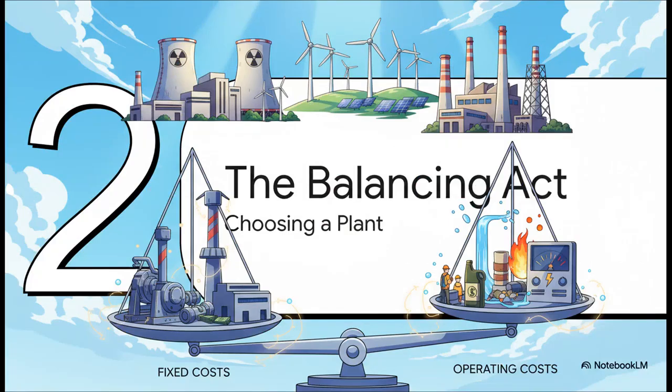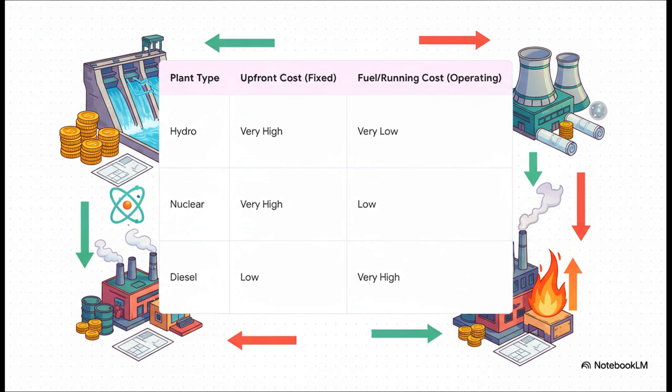So, knowing all this, how do planners decide what kind of power plant to build in the first place? Well, it all comes down to this incredible, high-stakes balancing act between those fixed and operating costs. In this table here, it shows that trade-off perfectly. Look at your options. You could build a big hydro dam or a nuclear plant. The upfront fixed costs are massive, but their fuel costs, their running costs, are super low or even free. Or you could go the other way and build a diesel plant. It's way cheaper to build, but the cost of fuel to actually run it is through the roof. Every choice is a totally different economic bet.